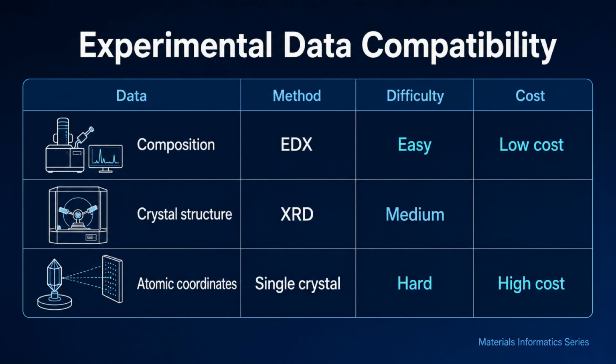For experimental researchers, composition is the most easily obtainable data. EDX or ICP-MS gives composition with high accuracy at low cost. Crystal structure from XRD requires more effort and Rietveld analysis. Precise atomic coordinates from single crystal XRD or neutron diffraction is difficult and expensive. Composition-based methods work with the data experimentalists naturally generate.